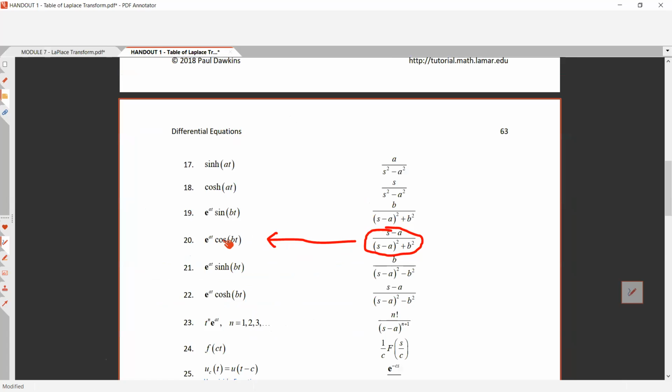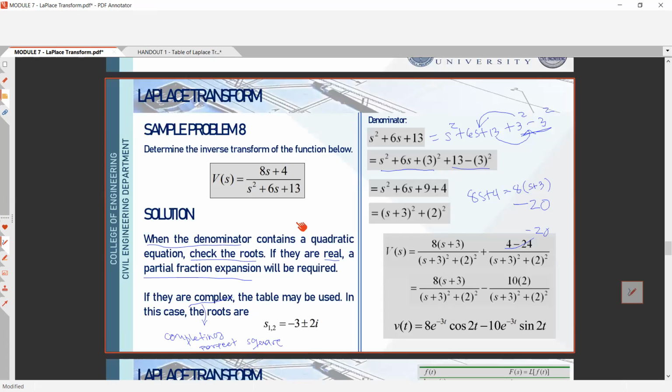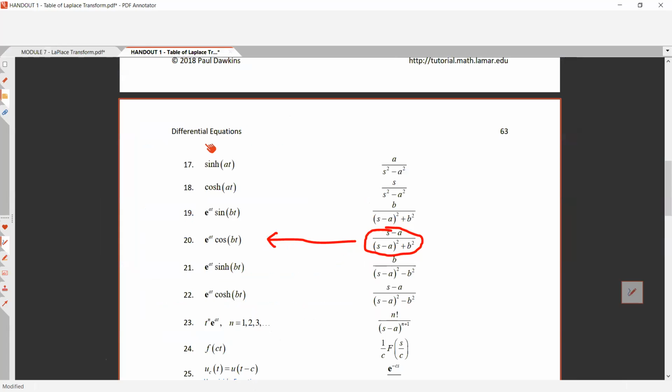So, tama ba na ito siya? E raised to at cosine bt, whereas yung a natin is negative 3 and yung b natin is positive 2. So, 8e raised to negative 3t cosine of 2t. Okay, so what we have left is this one, negative 20 over s plus 3 squared plus 2 squared. Okay, now if you check e raised to at sine of bt, okay, this one, almost the same din siya kasi constant yung nasa taas hindi na yung s minus a. Kung ano yung nandito. Ngayon, constant na.